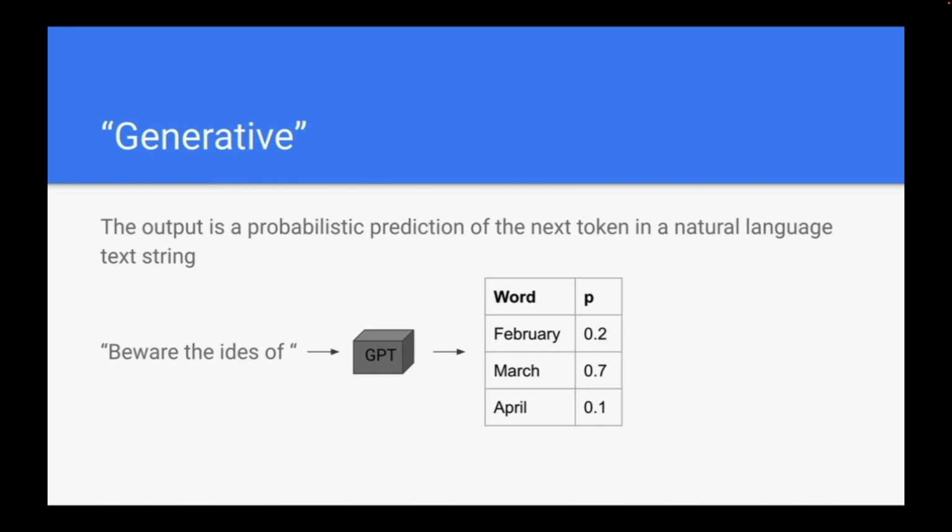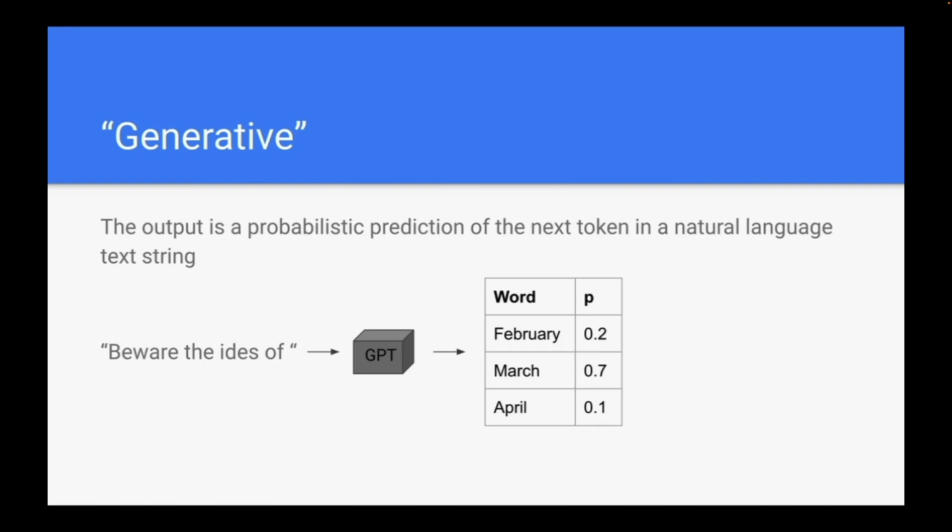Okay, so now that that's out of the way, everyone's a machine learning expert. Let's actually go into GPT, what it is, what it does. So first of all, it's an acronym. G stands for generative. It's generative in the sense that what it does is it predicts the next token in a natural language string.